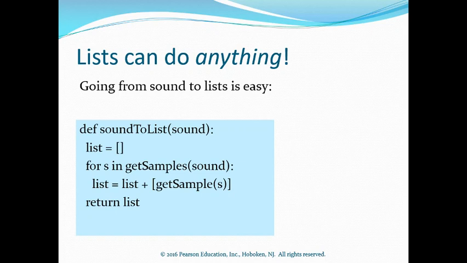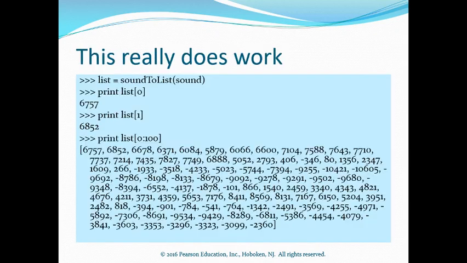Lists can do anything. Going from sound to list is easy. Right? So we have sound to list. We create an empty list. List equals, and then we have two square brackets. We say for s in get samples of sound, list equals list plus, and then we're going to just add the sample to that object, and we return the list at the very end.